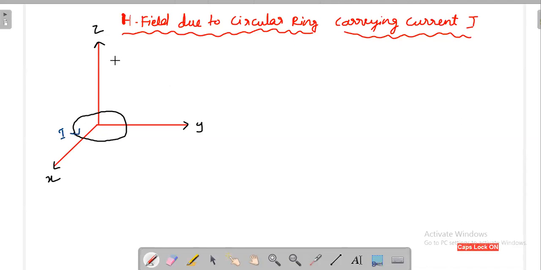So that's why I choose some point on the Z axis, because I know finally my magnetic field will be in the Z axis direction. So my point is P. I am choosing some point P here. So what is that point value P?